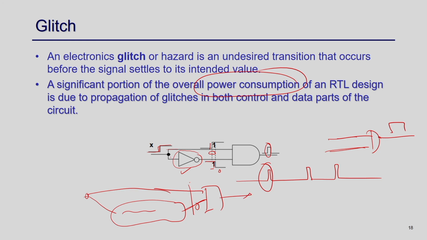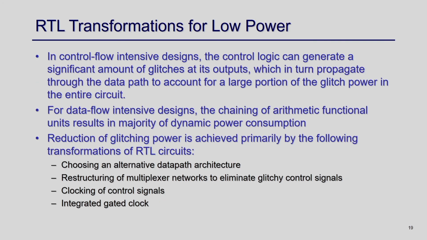So, a glitch happens when the signals do not arrive at a particular gate at the same time, right. It is a kind of undesired behavior and it unnecessarily consumes some power, right. So for that, usually what we do is apply similar kinds of transformations.